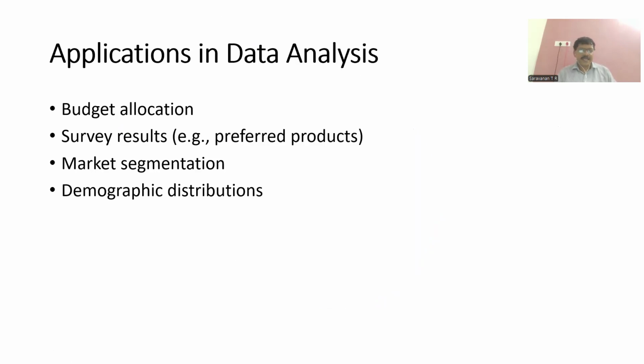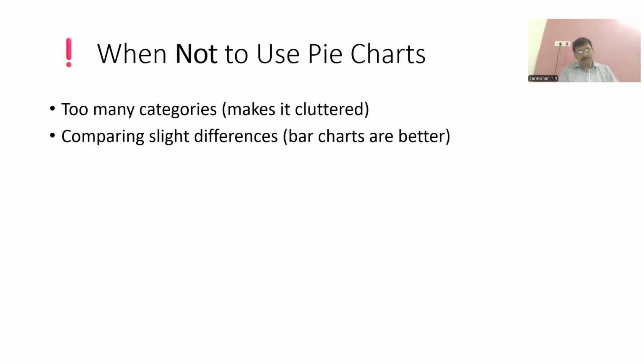Applications of pie chart in data analytics: budget allocation, survey results, market segmentation, and demographic representations. Next, we are going to see the limitations of pie chart. There are many things available in a pie chart, but what may be the limitation? Because in a pie chart we represent only 100%, whatever the categories may be, everything should be given only in 100%. So we have to limit up to some level.